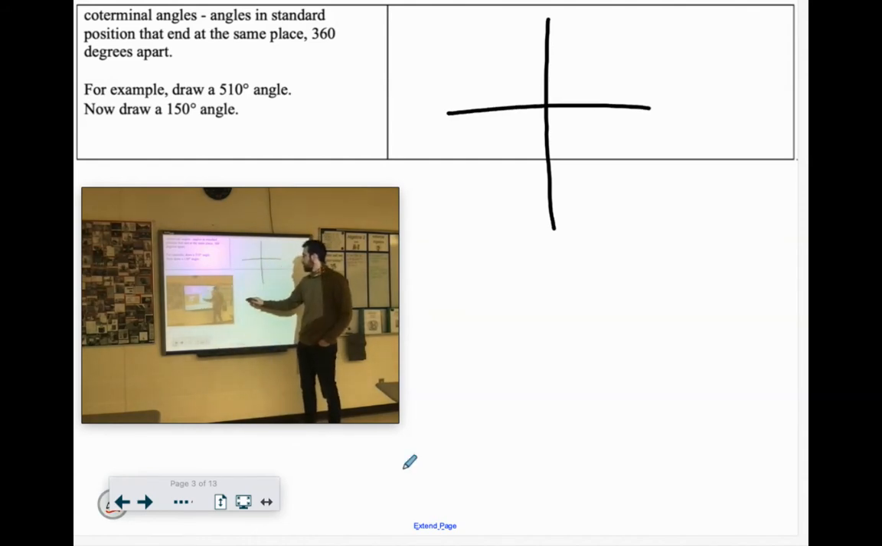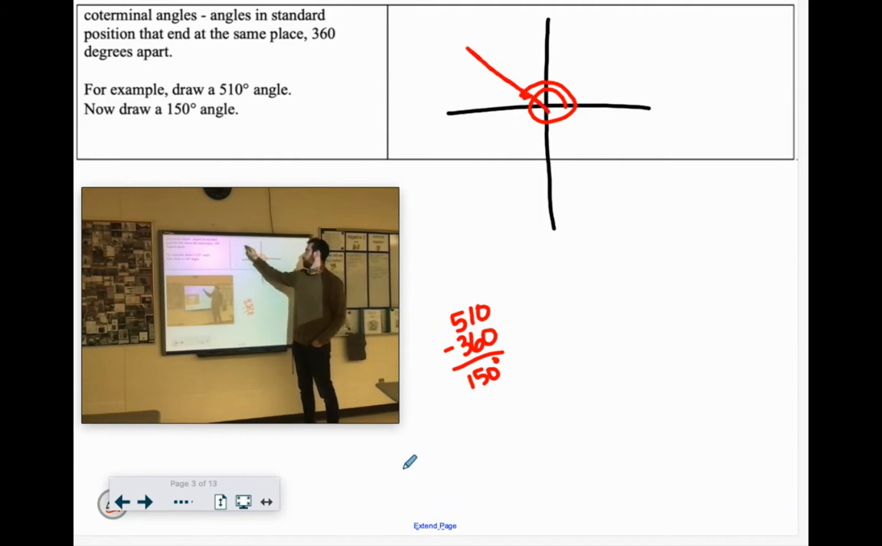Now, if I did 510 minus 360, because I know that's going to be more than a full rotation, let's see, 150 degrees extra. So we're going to do one full rotation, that's 360, plus 90 plus 60 would get us that. So that would be 510 degrees, right? It's a full rotation plus 150 more degrees.